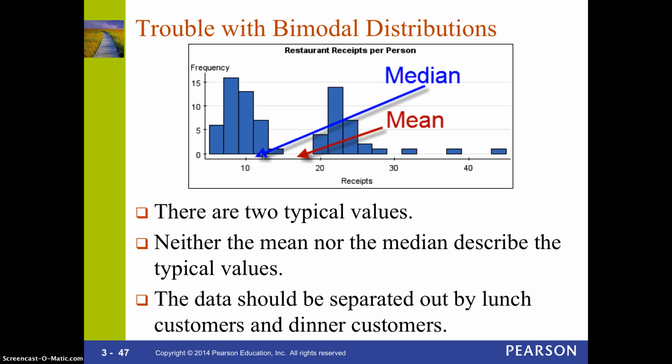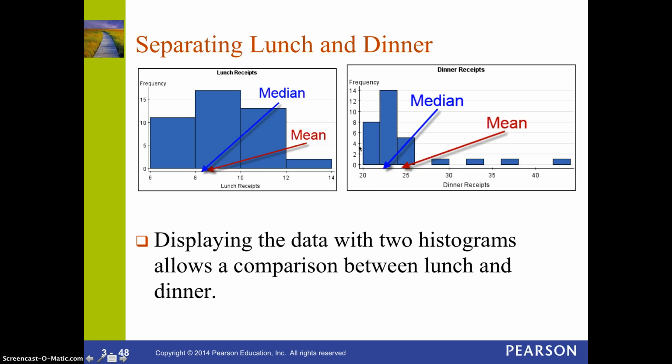Okay, so what should we do? Well, there's probably a reason we get two clusters. In this case, it's because I have both lunch and dinner customers. So this lower cluster is probably for lunch, and this upper cluster up here is for dinners. So let's look at the two distributions separately instead of together.